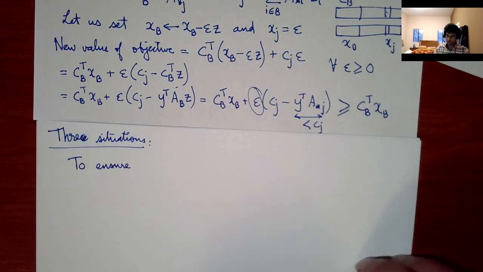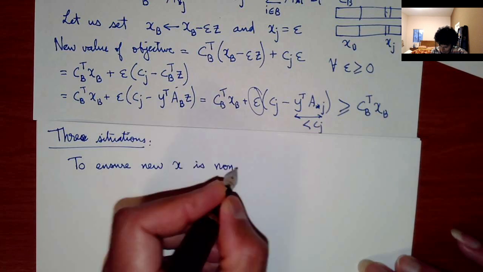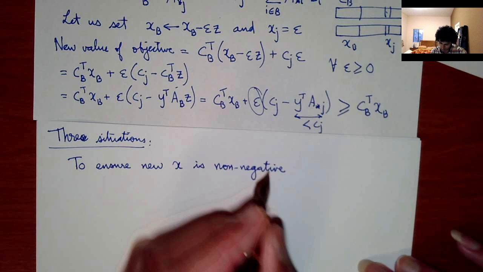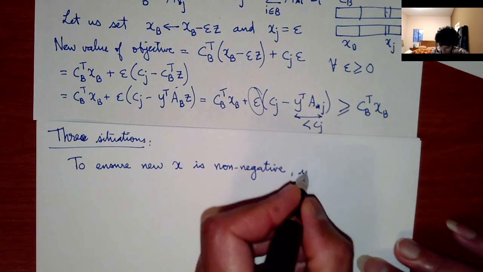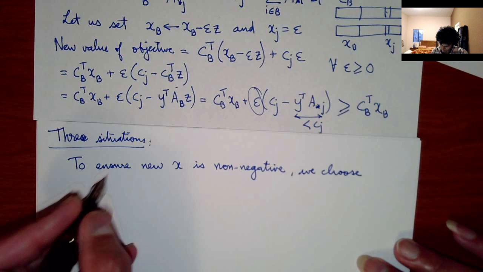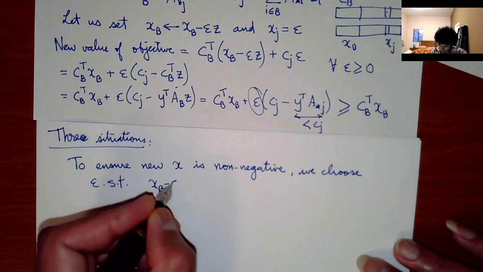To ensure that the new x is non-negative, we choose epsilon such that xb minus epsilon z is non-negative, right? This is what we need.